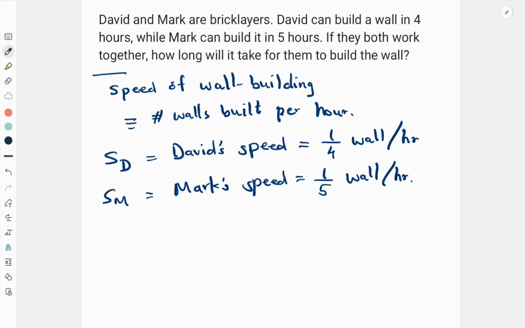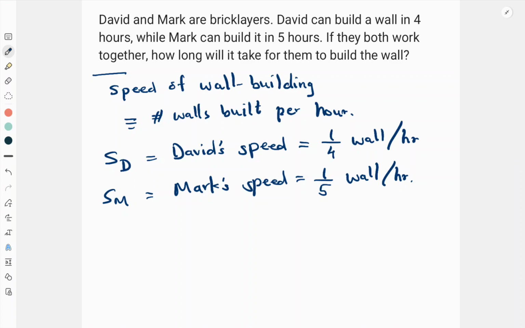This walls per hour is not a standard unit, but this is the natural unit for this problem, and therefore we are using it. And don't be afraid, you can use whatever unit you want. Ultimately, all that matters is conceptually what the unit means. So speed of wall building is a natural quantity to define in these kinds of problems, and the speed naturally happens to be in walls per hour.